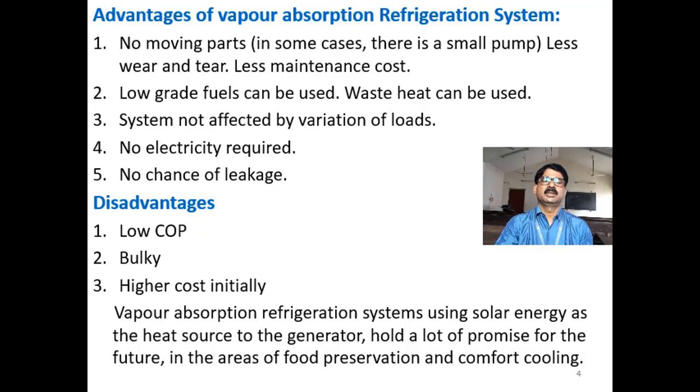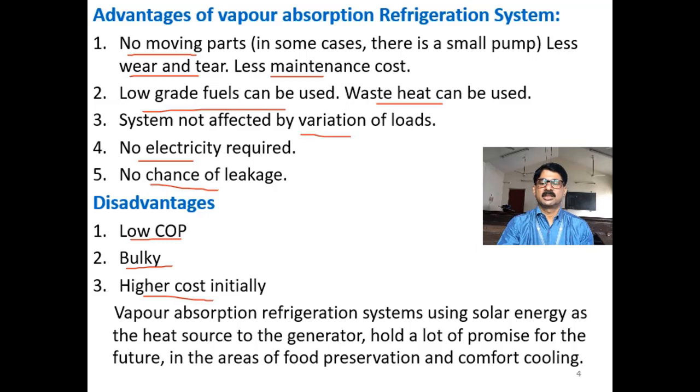Now the advantages of the vapor absorption refrigeration system are: it has no moving parts, so less wear and tear and less maintenance; low grade fuels can be used; waste heat can be used; the system is not affected by variation of loads; no electricity required; no chance of leakage. But the disadvantages are low COP, it is bulky, the size is more, and the initial cost is more.